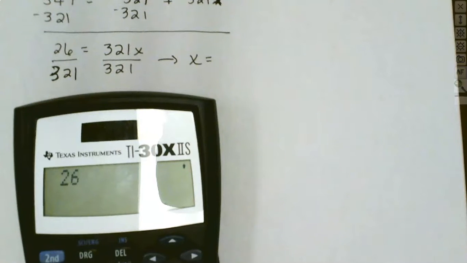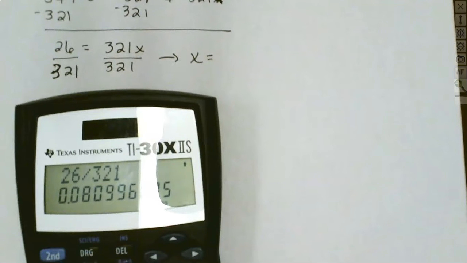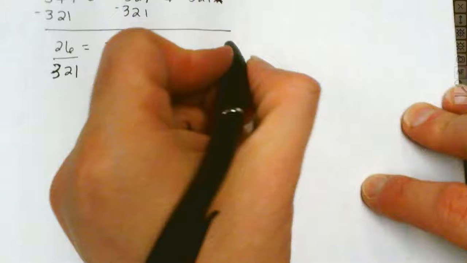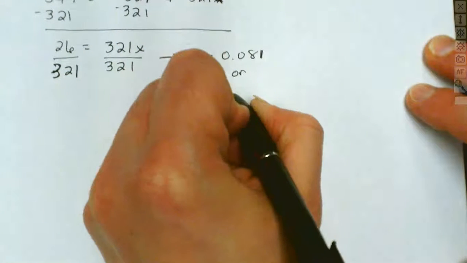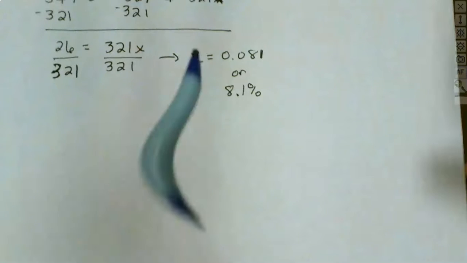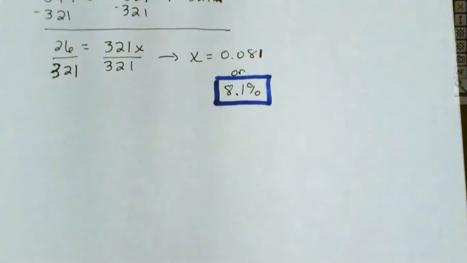So 26 divided by 321. We're going to go ahead and round this out to 3 places. So it looks like it's 0.081, or 8.1%. So that is what we would expect our population to increase by. We would expect it to increase by 8.1%.